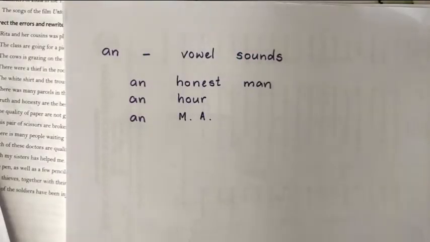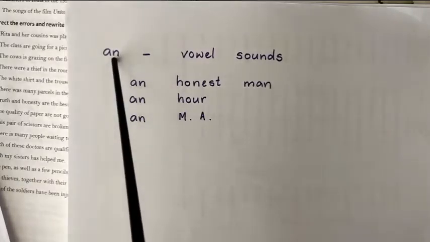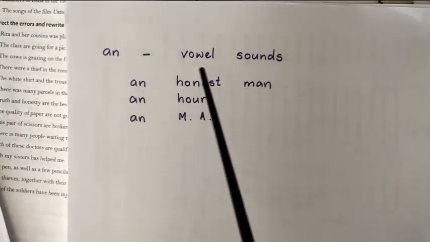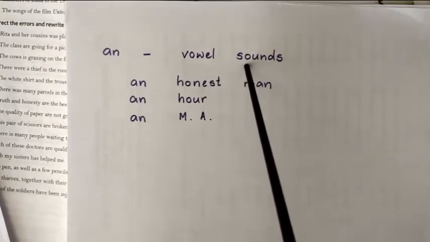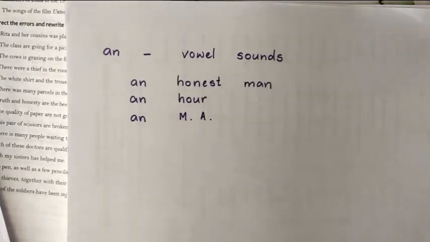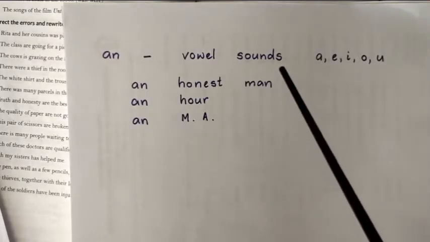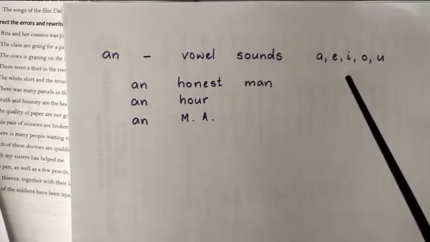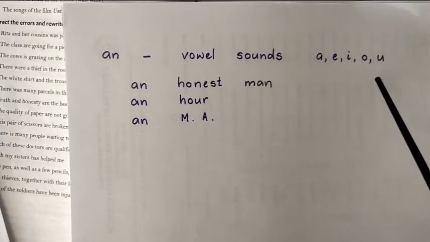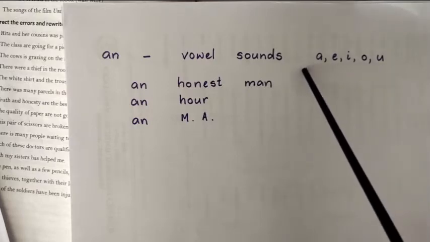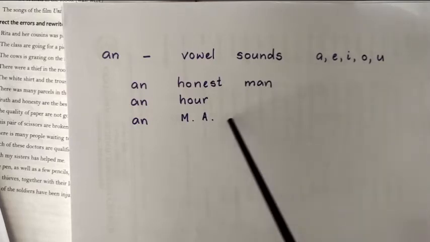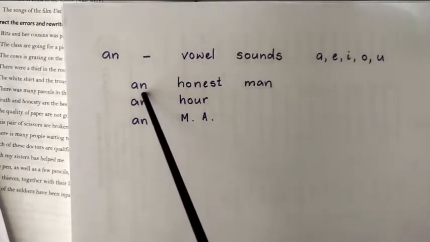Let's talk about an. When do we use the article an? An is used with vowel sounds. So what are vowels? I hope you remember. A, E, I, O and U are vowels. So nouns that begin with vowel sounds should have an in the front.